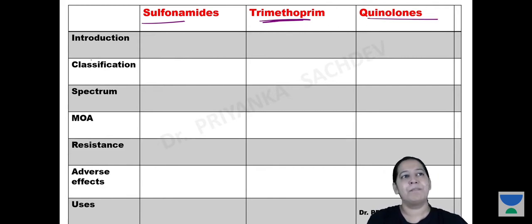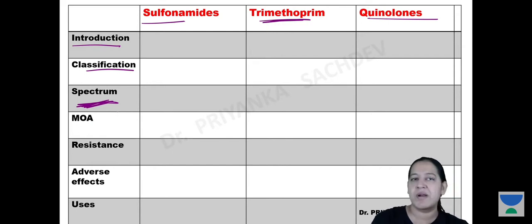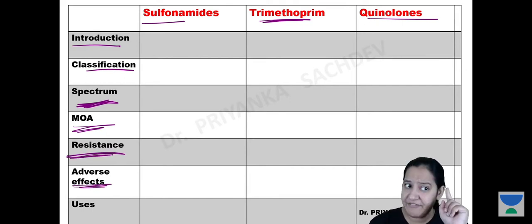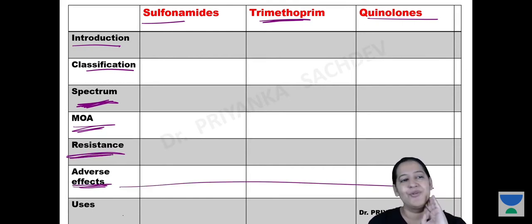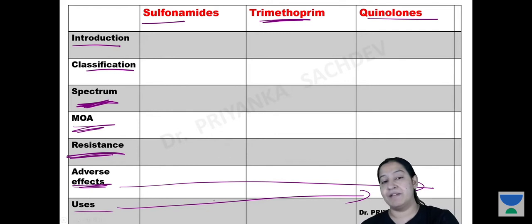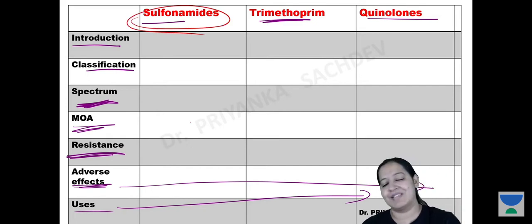So please make a table: introduction, classification, spectrum, whether they kill gram positive, gram negative, cocci or bacilli, or whether they are narrow spectrum or broad spectrum. Mechanism of action of each of them, resistance and adverse effects. I will tell you mnemonics for all of them. Don't worry. And uses, I will try to give you mnemonics for adverse effects and uses as much as I can. Let me start the first chapter. This is a unique way. No one will teach you such a complicated topic with such simplicity. I'm starting with the first chapter, sulfonamide.